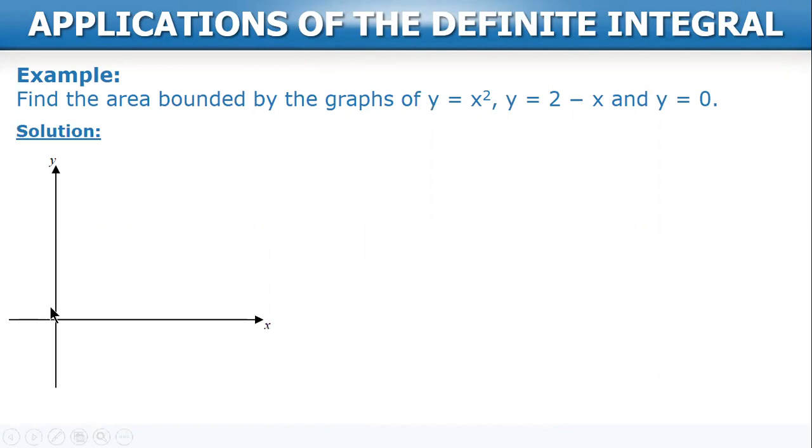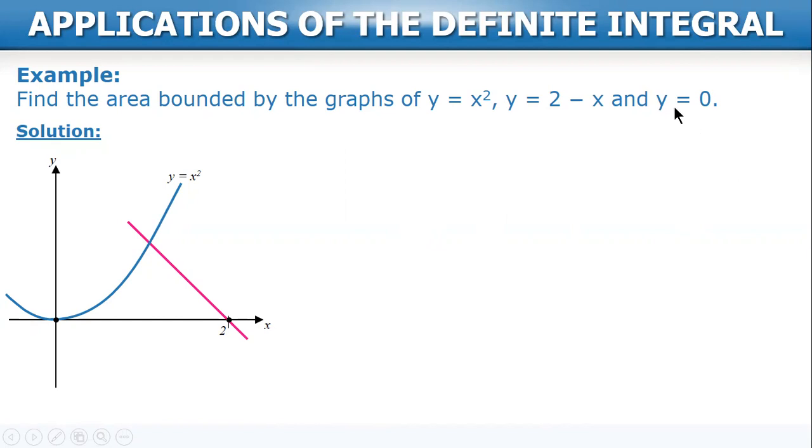So y equal to x squared is a parabola opening upward. So x equal to 0, y equal to 0. Okay, so this is our parabola, y equal to x squared. The second function is a line, y equal to 2 minus x. So if we use intercepts, when x is 0, y equals 2, and when y is 0, x equals 2 also. So we plot that. This is our line.